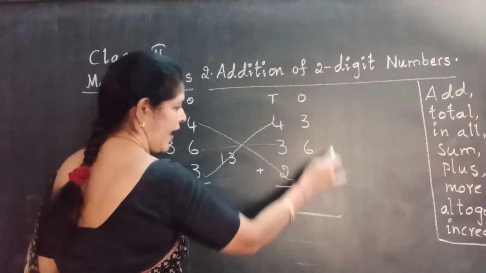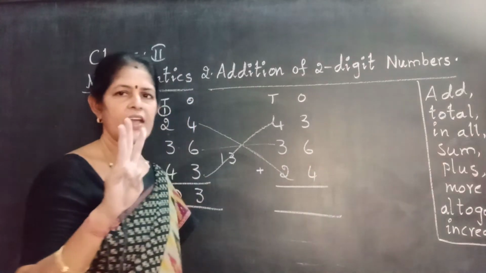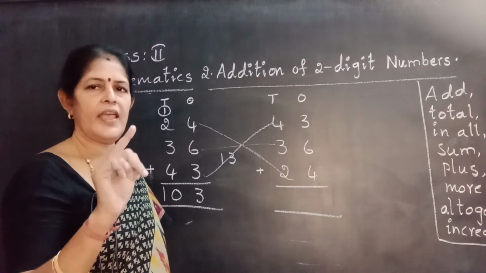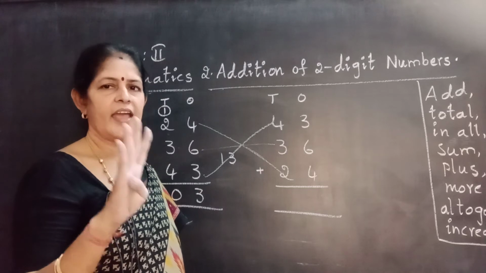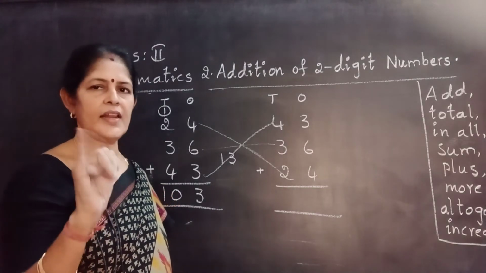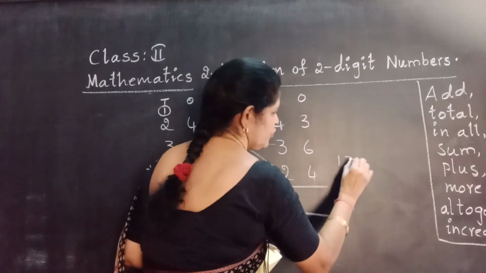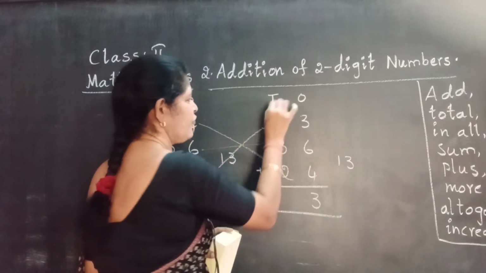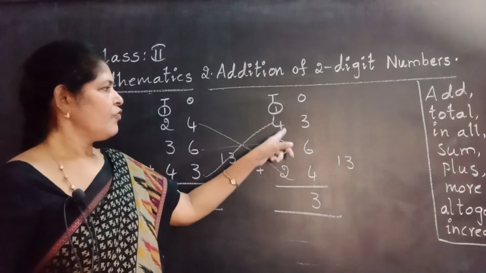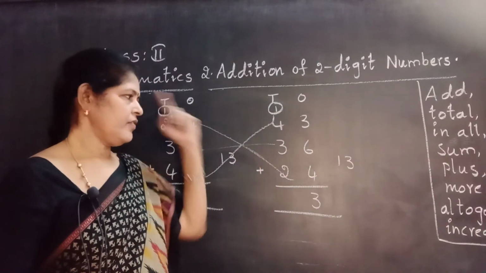Adding ones. Take 3 fingers, 6 after 7, 8, 9. 9 in the mind. Take 4 fingers, 9 after 10, 11, 12, 13. 13 is a 2-digit number. 3 write in the ones place. 1 carry forward to the tens place. 1 plus 4, 5. 5 in the mind.